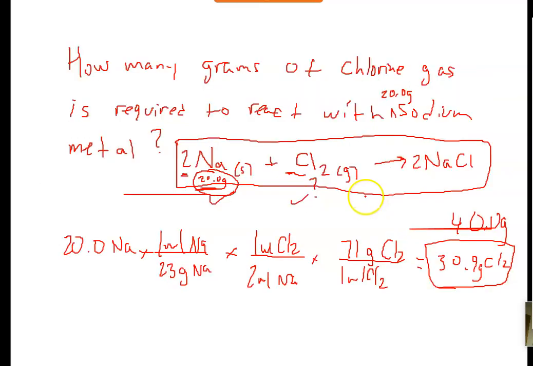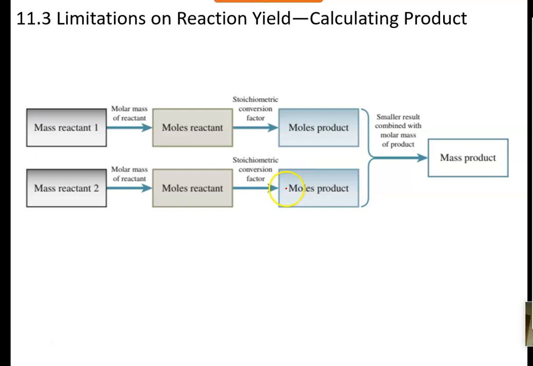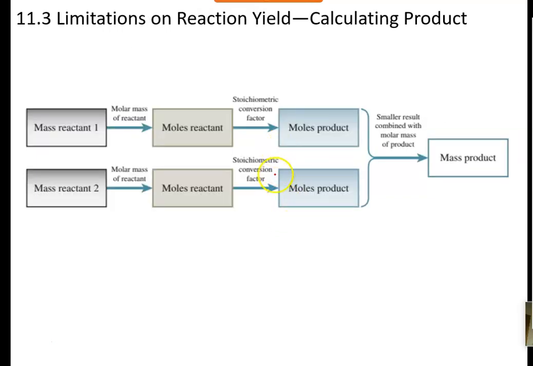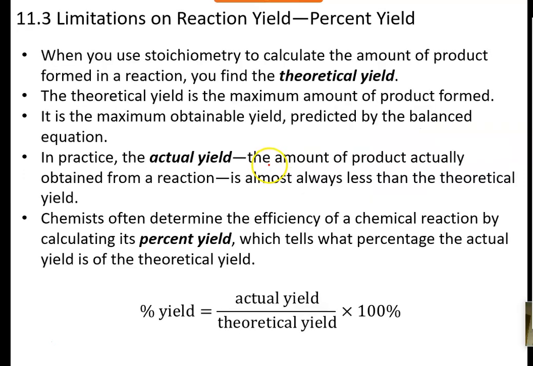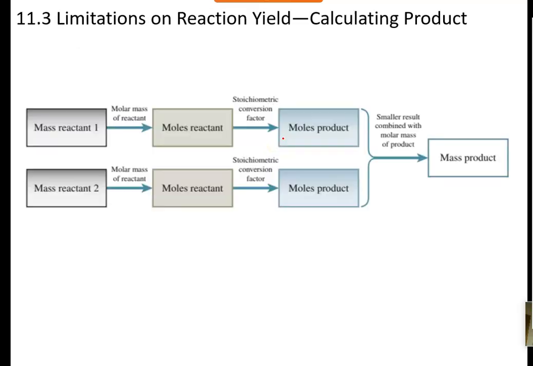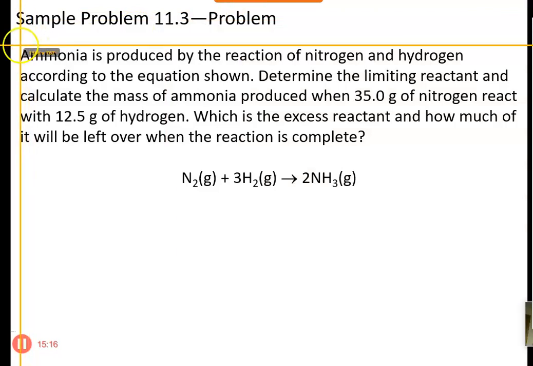Up until now, we've been assuming we have the exact amount of each, but that doesn't always happen. I might have a little bit more of one than the other. So I'm going to show you how I like to do these problems. Your book tells you a different way of doing it. I think it actually has more work. So I'm going to show you how I like to do this problem. I'm going to copy and paste this and put it into the actual program that I like to use.